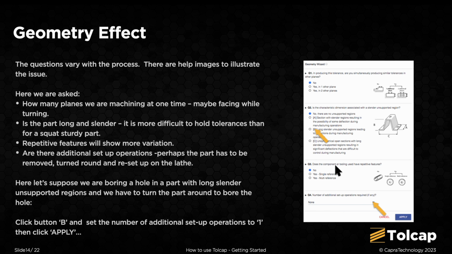Does the part have repetitive features? Well, this would be applicable to such processes as gear hobbing, and here it could be relevant if we were turning a series of grooves which we wanted to be identical. Are there extra setup operations? Suppose we have to turn our part around to bore this feature, so we drop down the arrow, select one extra process and then click Apply.